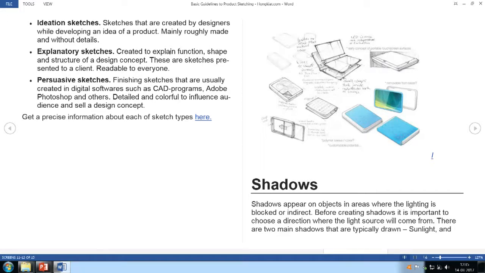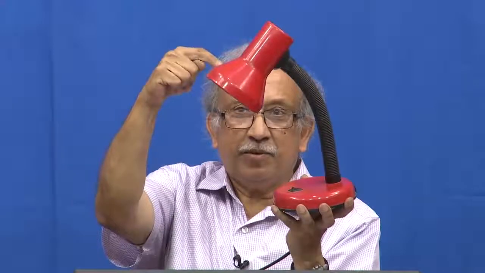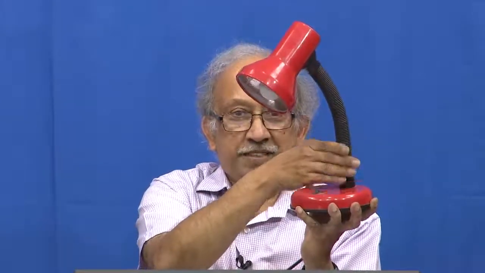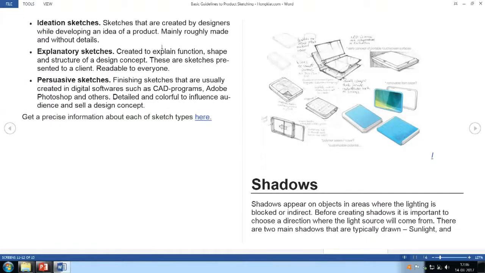Next, explanatory sketches, created to explain function, shape and structure of a design concept. If you remember, I will again get back to my old reading lamp. Remember this reading lamp, and the picture associated with it. In this reading lamp we talked about something which concentrates the light, then something which is a stable base, and then a gooseneck. These are the things which come under explanatory sketches, which explain function, shape and structure of a design concept.